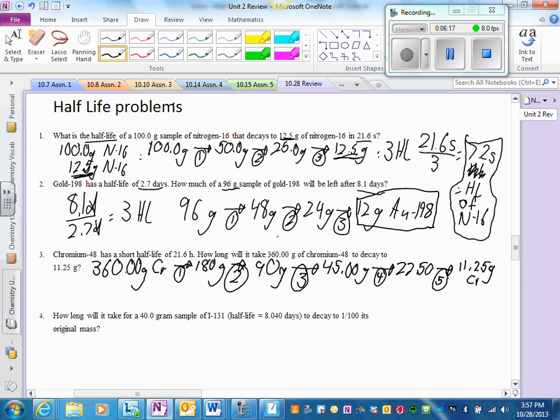So that means that we have to undergo 1, 2, 3, 4, 5 half-lives in order to get from 360 grams of chromium all the way down to 11.25 grams of chromium. So the question asked us, how long will it take for 360 grams of chromium-48 to decay to 11.25 grams? Well, it told us the half-life, 21.6 hours. But it took us 5 half-lives. Therefore, we have to do 21.6 hours for our half-life times 5.